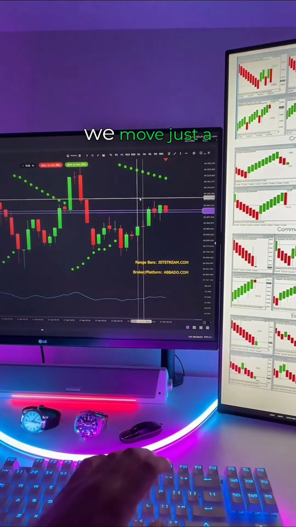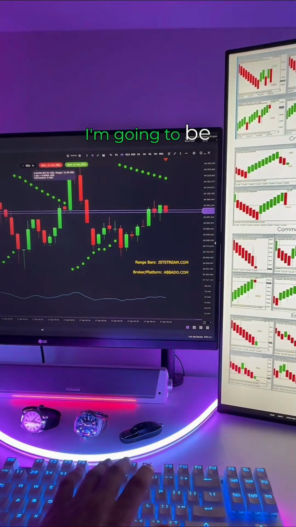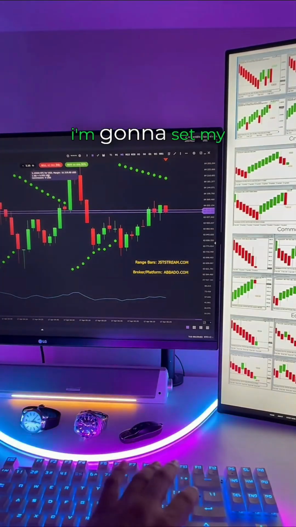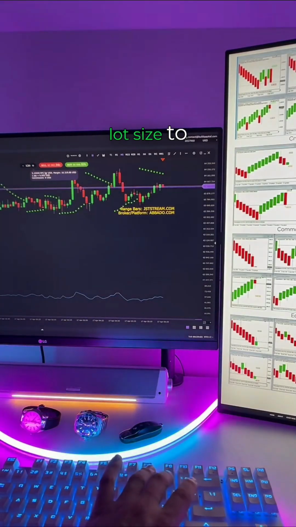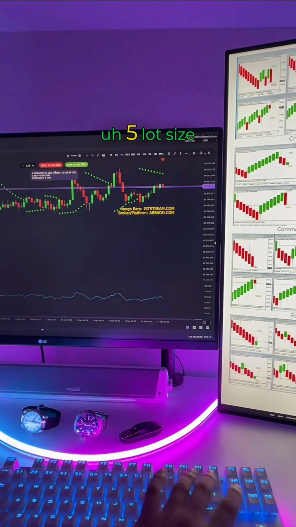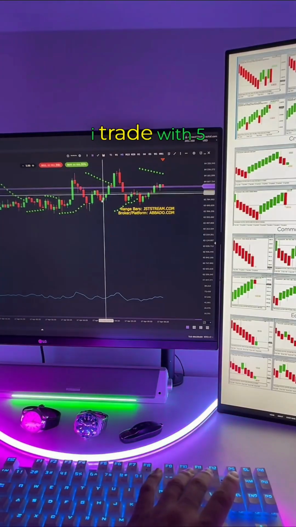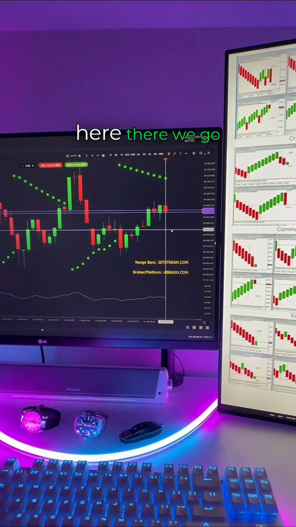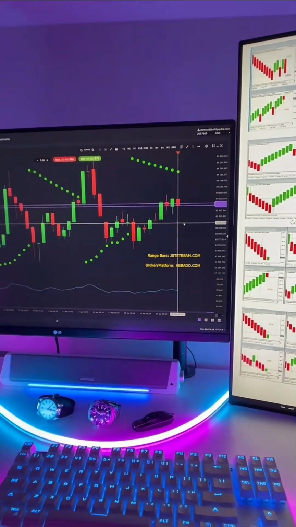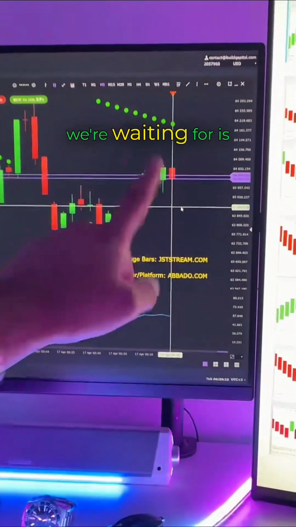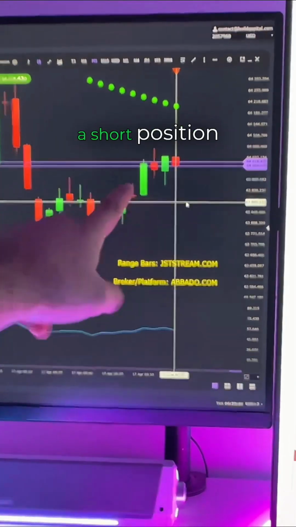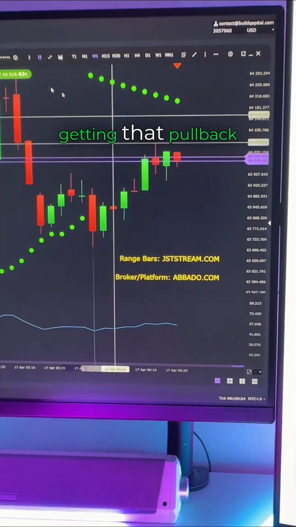And let's see, if we move just a little bit higher, I'm going to be entering a nice short position here. I'm going to set my lot size to 5 lot size, because you guys know I trade with 5 lot size. Now let's go right here. There we go. All right. So what we're waiting for is a little bit of a pullback here. As soon as we get that, I'm going to enter a short position. There we go. We're getting that pullback.